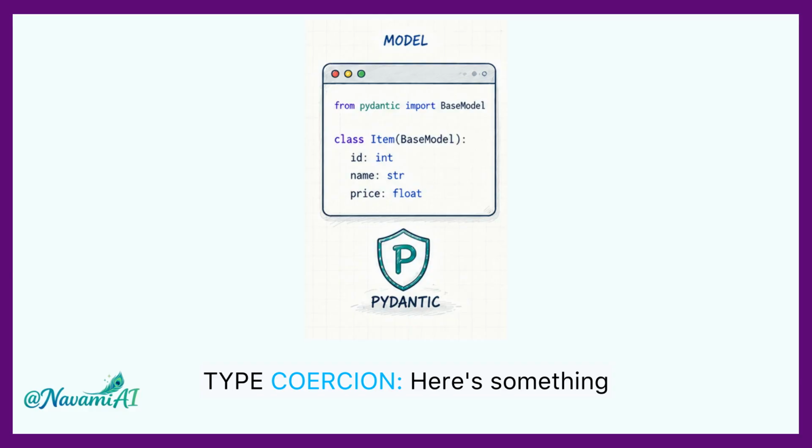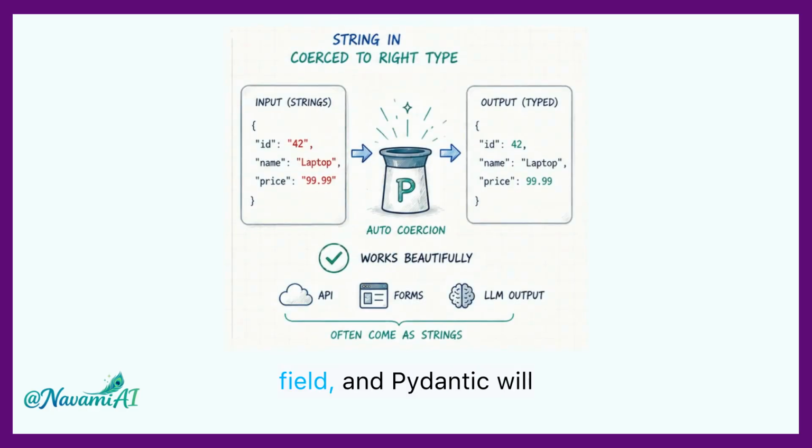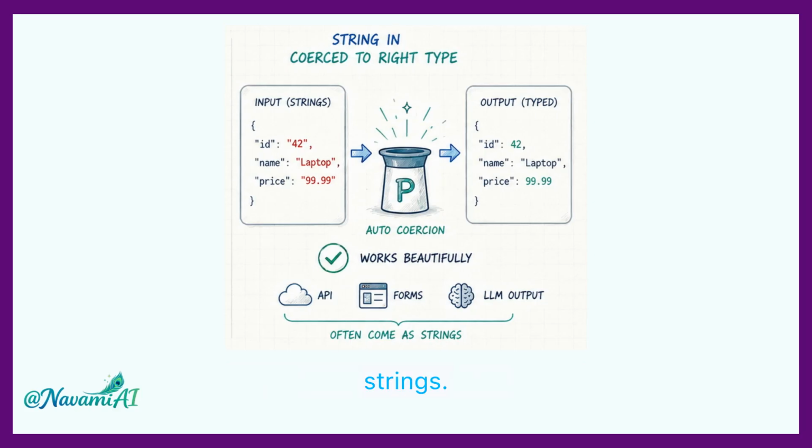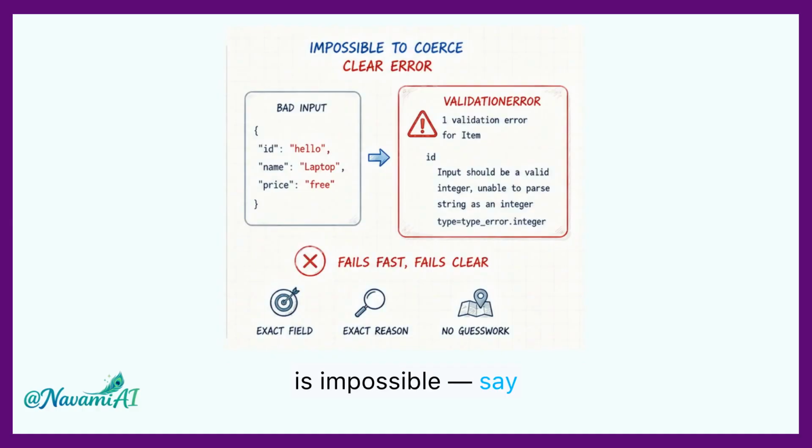Type coercion. Here's something that makes Pydantic genuinely special. It doesn't just validate, it coerces. Pass in the string "42" for an int field, and Pydantic will convert it to the integer 42 automatically. This is a huge deal when you're working with API responses, form data, or LLM generated output, because those almost always come in as strings. But if the coercion is impossible, say you pass "hello" for an int field, Pydantic raises a ValidationError with a precise message telling you exactly which field failed and why. This is how you catch data problems early before they cause chaos downstream in your agent pipeline.